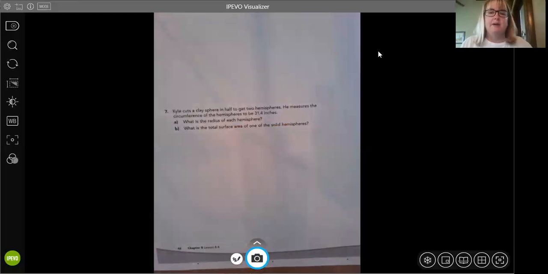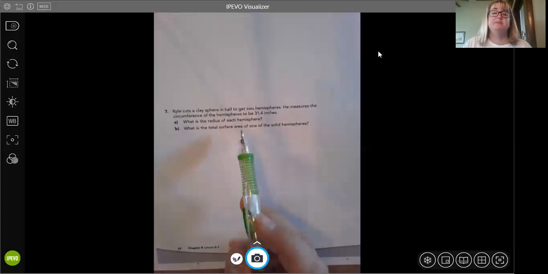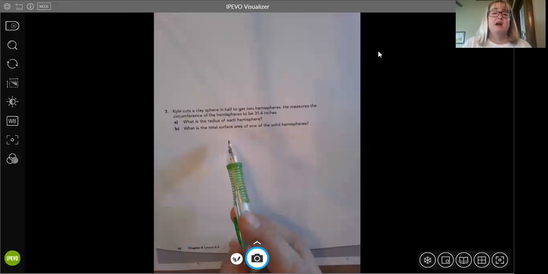Okay. If Kyle cuts a clay sphere in half and gets 2 hemispheres, those hemispheres are going to match. They're going to be the same size. They're going to have the same dimensions. So when it says what is the radius of each hemisphere, it's going to be the same thing. And then what is the surface area of a solid hemisphere? Let's do A first.